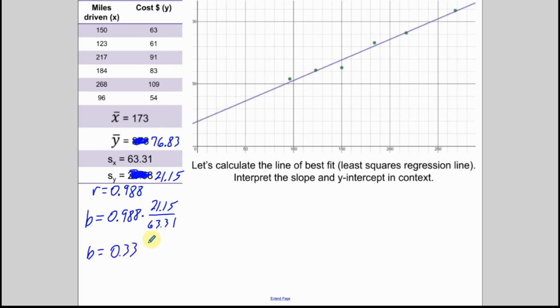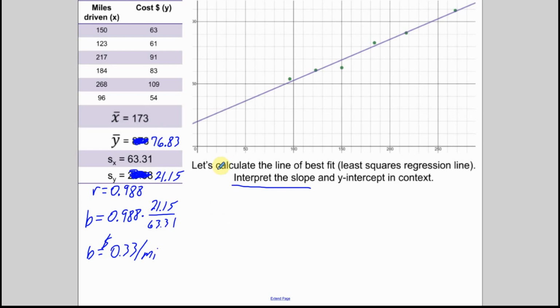0.33. And again, in context, what does the slope tell me? Remember, it's the y variable over the x variable. The y variable was the cost in dollars, and then the x variable was miles driven. So dollars over miles driven. So we're talking about, this would represent 33 cents per mile. So that's our cost, 33 cents per mile.